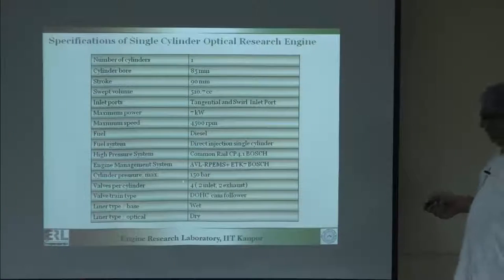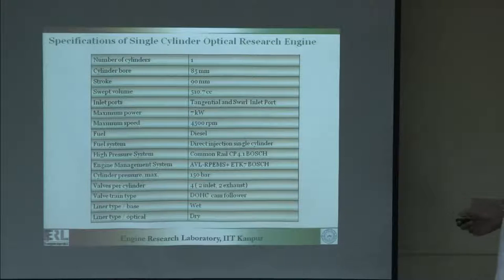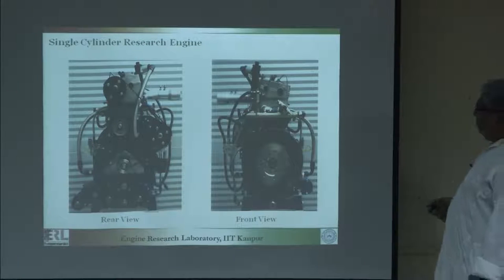You can do up to 4 injections in one cycle. So, 2 pre injections, 1 main injection and 1 post injection you can do in the same cycle. Maximum cylinder pressure that you can tolerate is up to 150 bar, that means up to 150 bar there will be no structural damage. 2 valves inlet, 2 valves outlet, double overhead cam, liner is wet, optical liner is dry. So, these are the configurations.